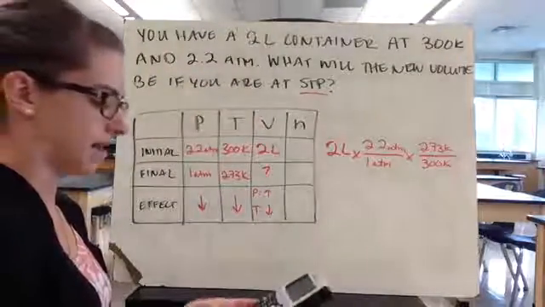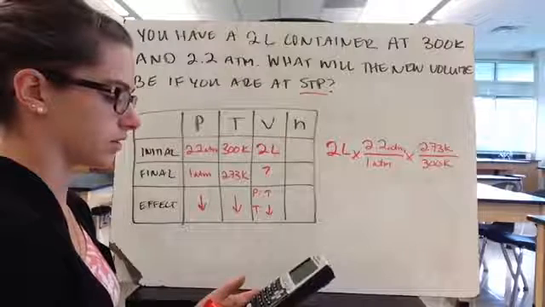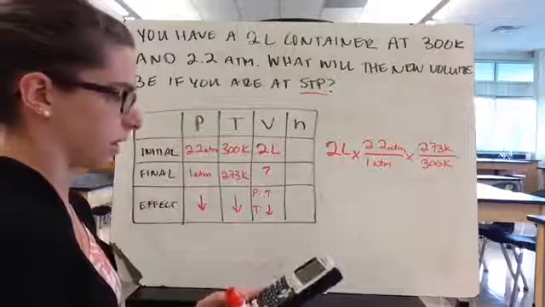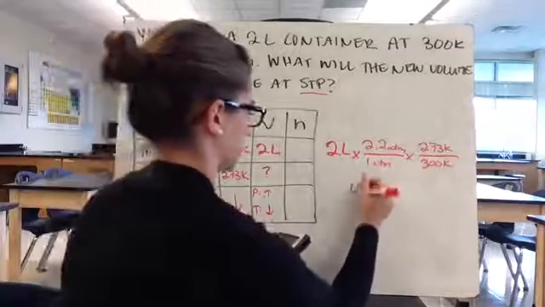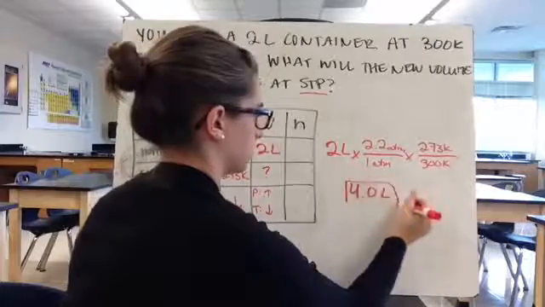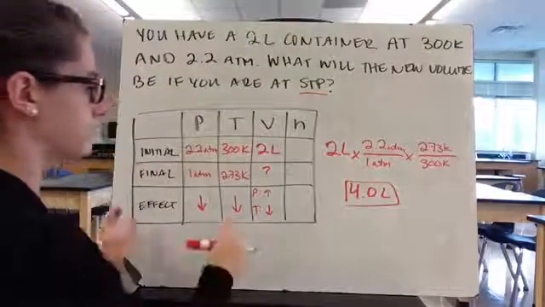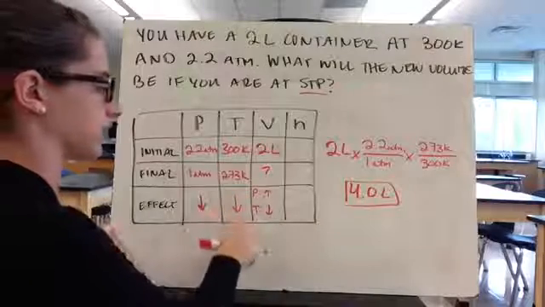Now all I have to do is the math. So 2 times 2.2 times 273 divided by 1 times 300 gets me 4.0 liters. So the bigger effect was the pressure going down. The temperature had less of an effect.